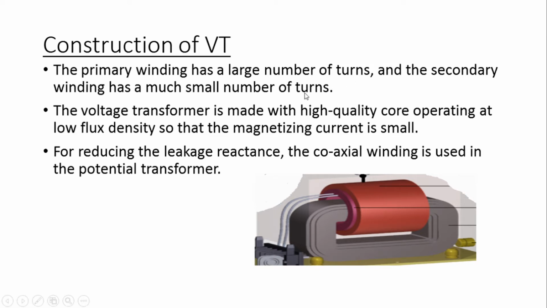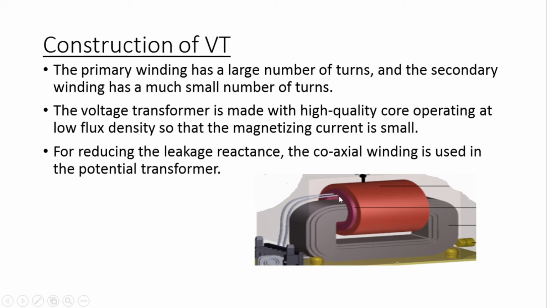The primary winding has a large number of turns and the secondary winding has a small number of turns. This is the primary winding with a large number of turns, and this is the secondary winding, which has fewer turns. The voltage transformer is made with a high quality core operating at low flux density so that the magnetizing current is small. This is CRGO, cold rolled grain oriented silicon steel, used for manufacturing VT.